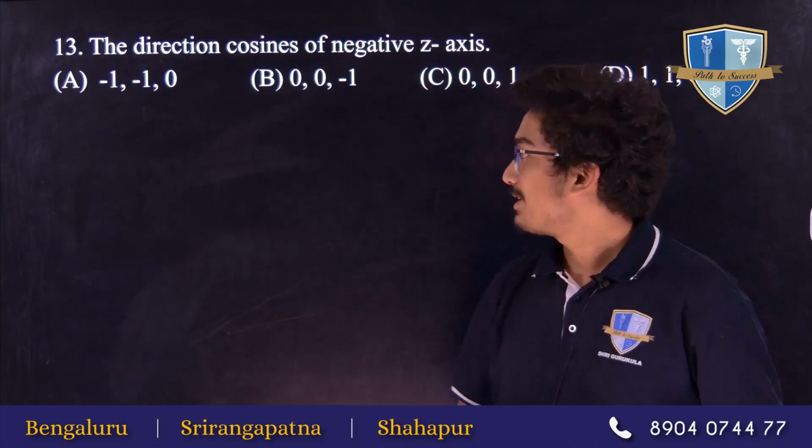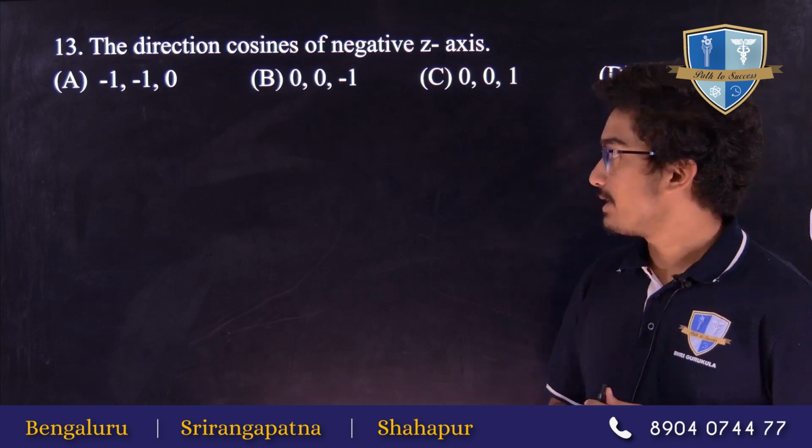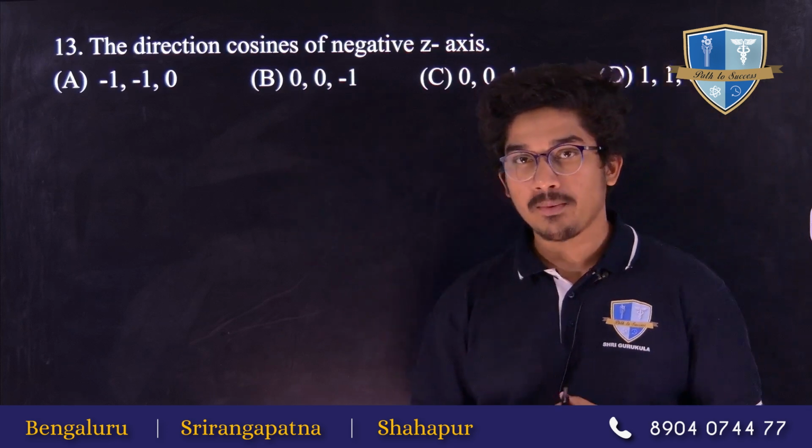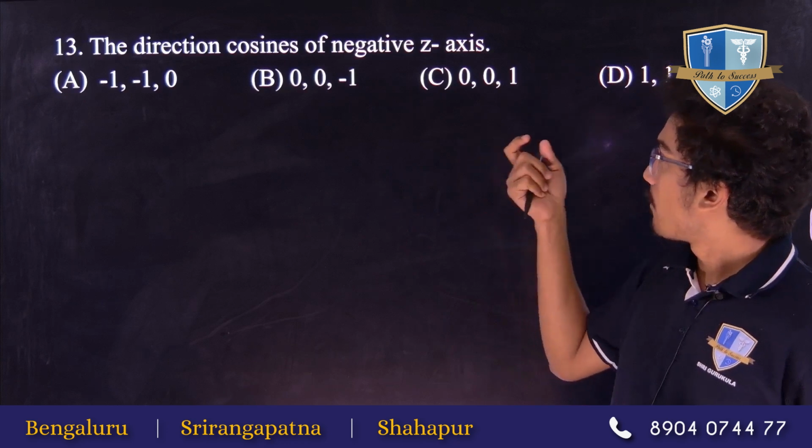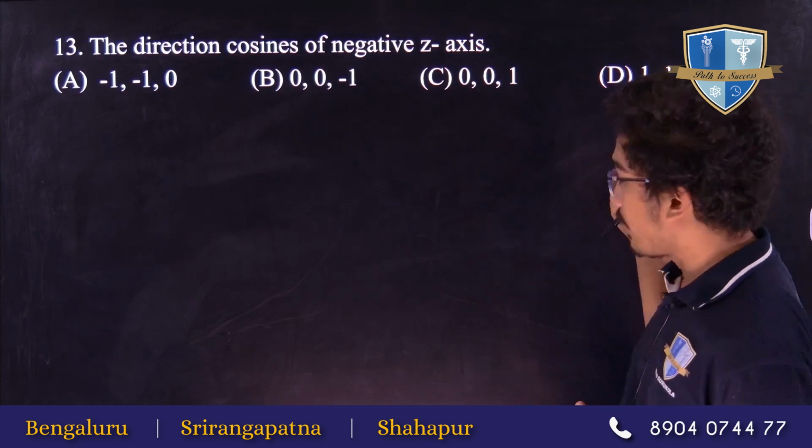So our next question is: the direction cosine of the negative z-axis. Our options are (-1, -1, 0), (0, 0, -1), (0, 0, 1) and (1, 1, 0).